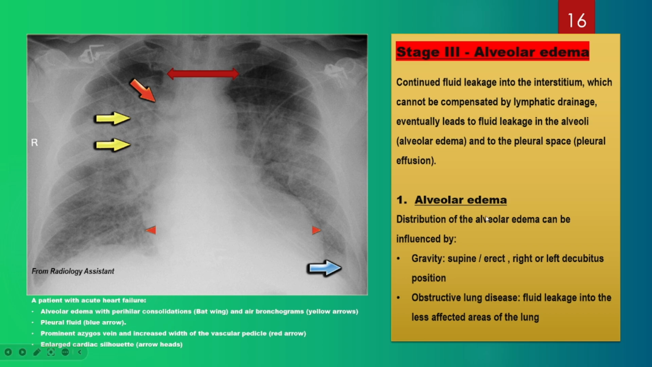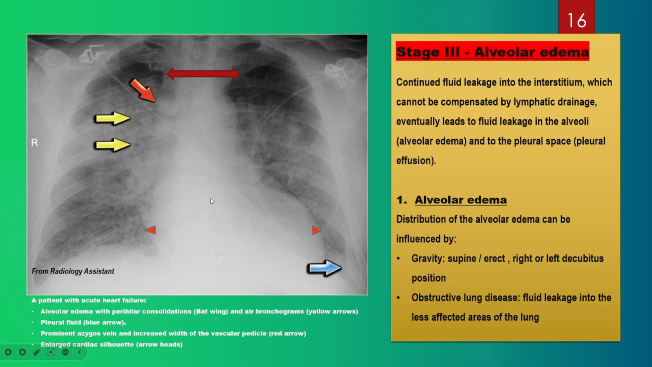The distribution of alveolar edema, however, depends on gravity and obstructive lung disease. The distribution will be different in supine or erect chest X-ray, or in the right or left decubitus X-rays. And in obstructive lung disease, the fluid tends to leak into the normal or less affected areas of the lungs more than the diseased areas.